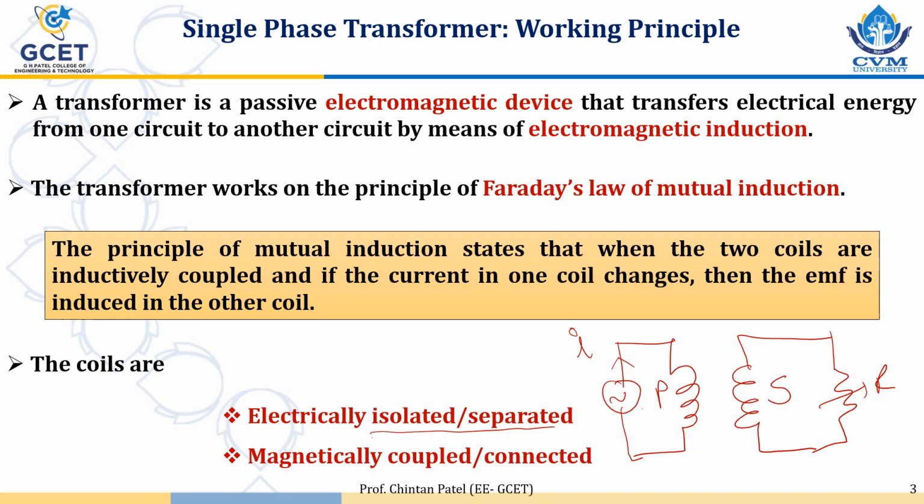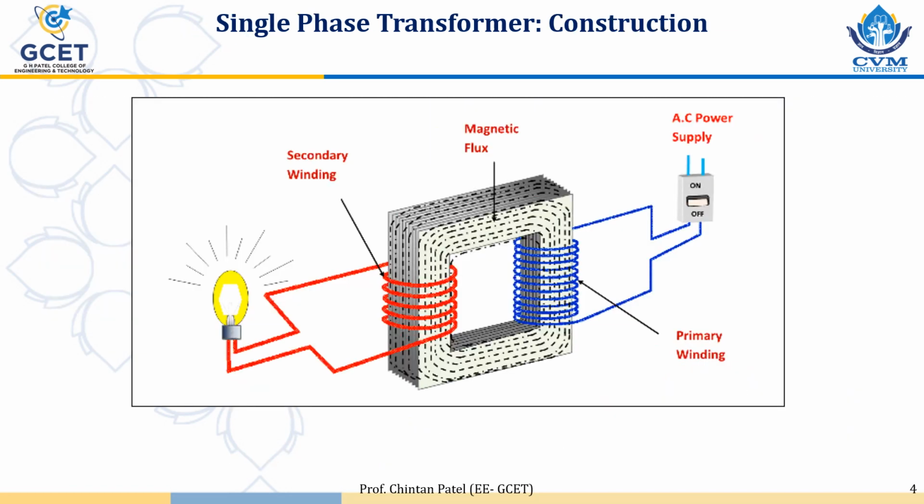That means when current flows through the primary winding, flux is generated, and this flux can link with the secondary winding also, because the magnetic flux has no insulation or no insulator. Magnetic flux can flow through air also. It can flow through any good magnetic material which is called core. So the two coils, primary and secondary, are electrically isolated and magnetically coupled.